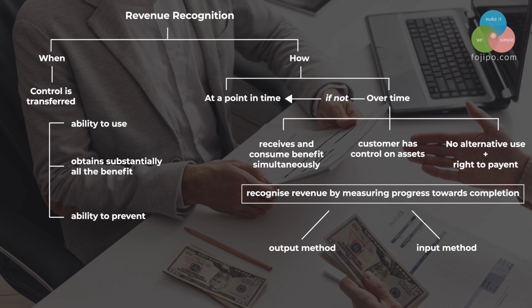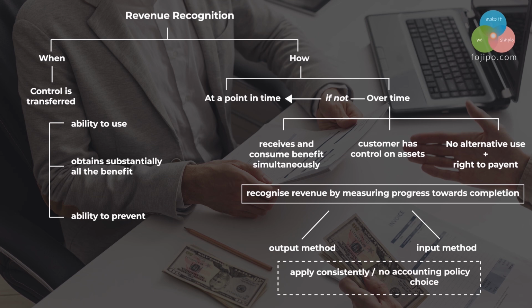One of the most common input methods used is the cost to cost method, in which progress to date is equal to the percentage of the cost incurred to date to the total estimated cost of completion. You should evaluate each contract to determine which method is most appropriate to measure progress towards completion, and apply them consistently in similar contracts or similar arrangements. There is no accounting policy choice here.